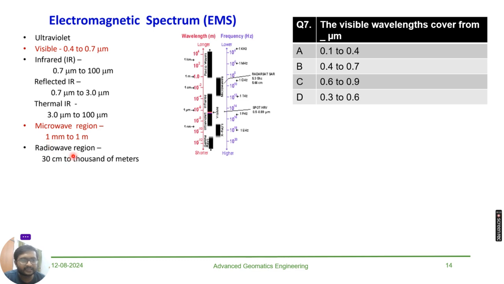And then the radio wave region will not be useful for monitoring, but it will be useful for transmission of data, such as the television or radio signals which you are getting in your mobiles or televisions, and so on and so forth. So it's more useful for telecommunication purposes.